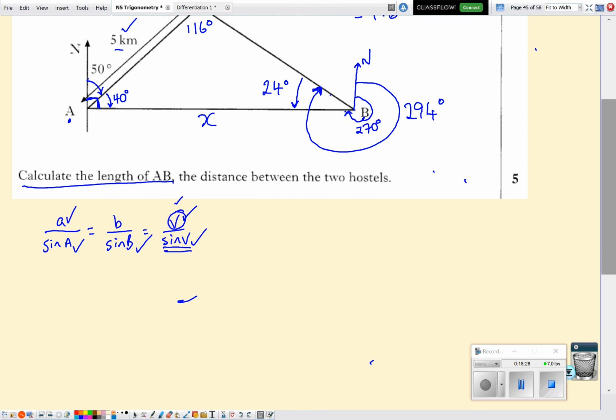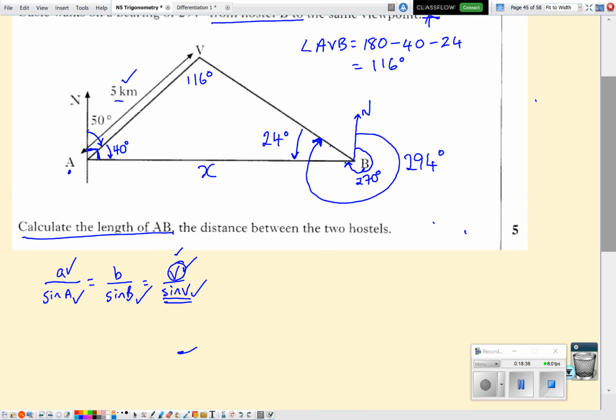Happy days. So what I'm going to do, hang on, I've ticked the wrong letter there. Let me fix this. Mistakes happen, see? So that's side A, but it's side B that we know, so it's actually that one. Right, so we know all 3 angles, we know side B, and I'm calculating side V. So, using B over sine B equal to V over sine V to find the answer.